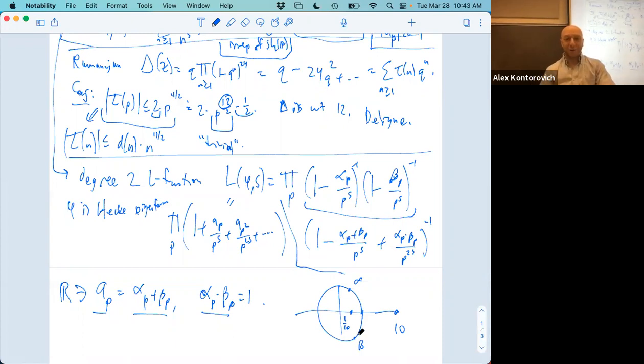And so what Deligne proves is that this doesn't happen. That alpha and beta are on the unit circle. And if alpha and beta are on the unit circle, then their sum, so a p, is at most 1 plus 1, which is 2. So that's what this 2 is.